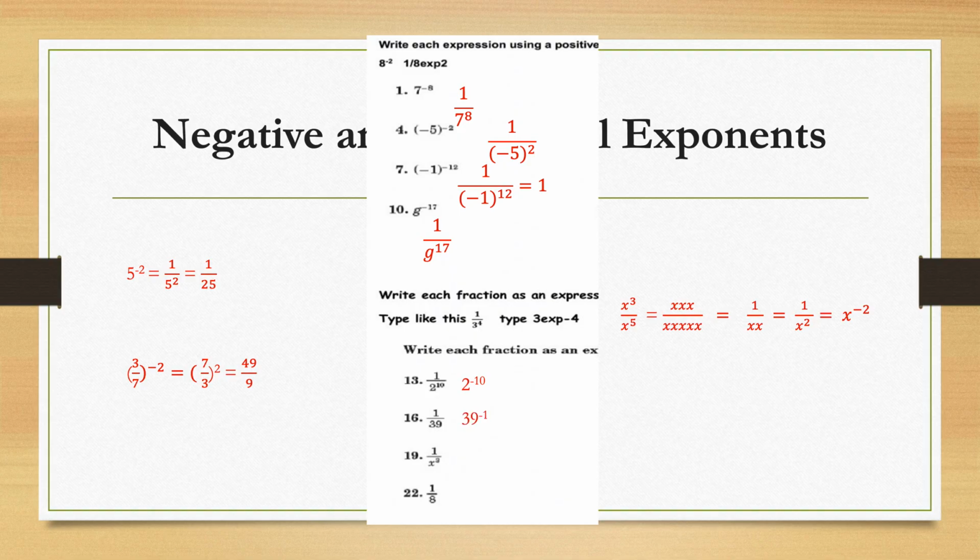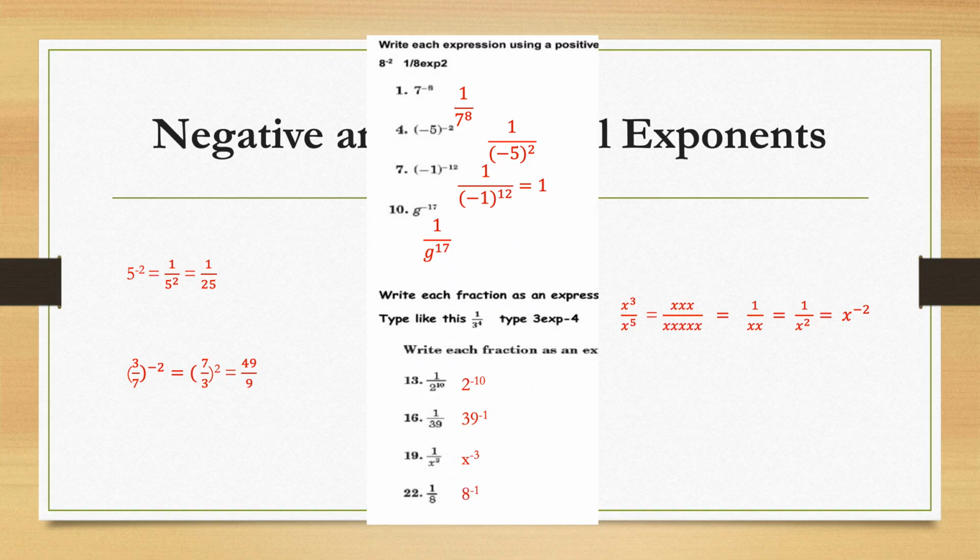3 to the negative 1. Number 19. In case you can't tell, that exponent's a 3. X to the negative 3. And number 22, which is 1/8. 8 to the negative 1.